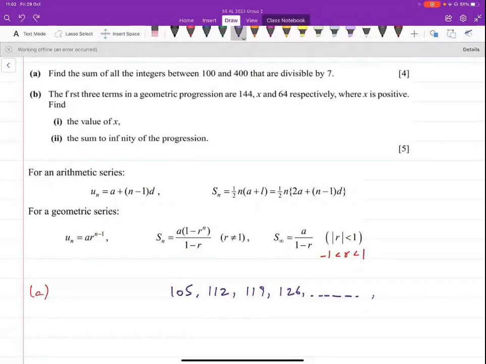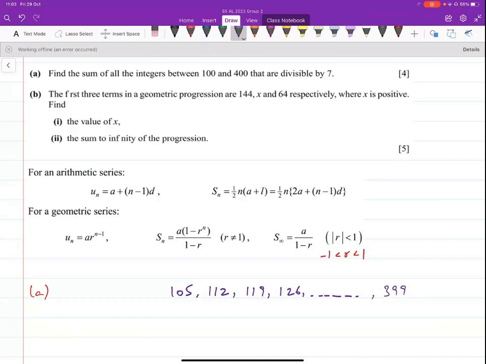So what would be the last number in this sequence? Anyone? 400, is that divisible by 7? 400, no, that's not. Is it 399? 399 is divisible by 7. 399 जो है वो क्या divisible है? 399, it should be, right? So 399 is divisible by 7. So the last term here is going to be 399.